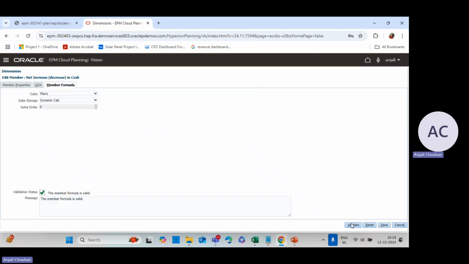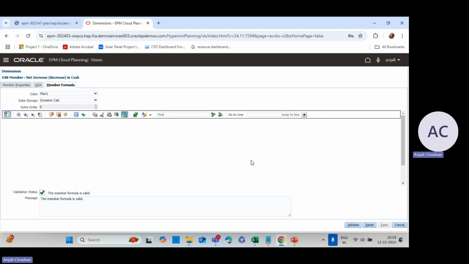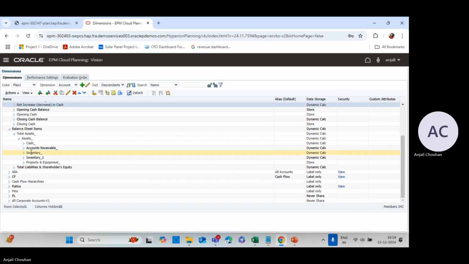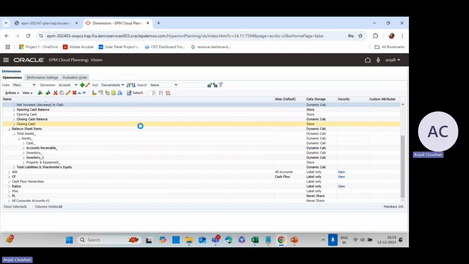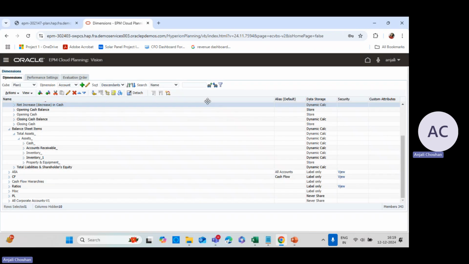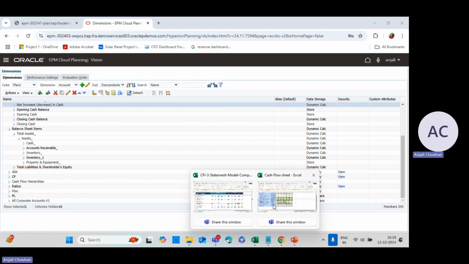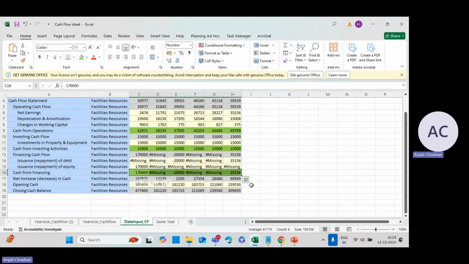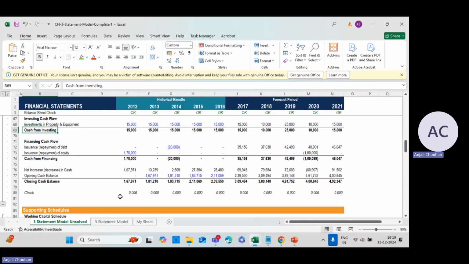And then validate. The member formula is valid, and then click on save. Now when you refresh the database, you'll find the figures are already there. No need to refresh because I have already connected this sheet to the Smart View, so I'm getting the result. Now just match it with the requirement sheet. And are we getting the correct result or not?